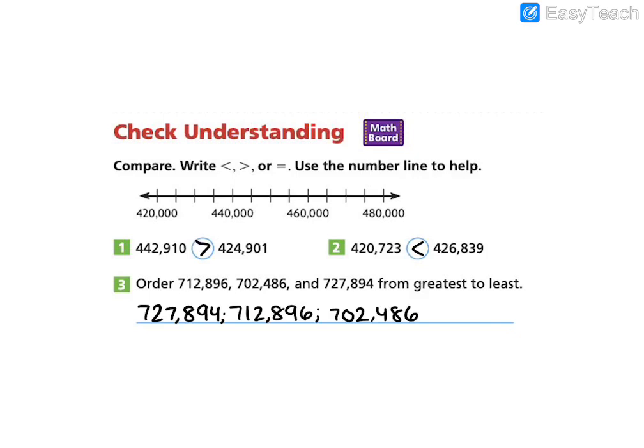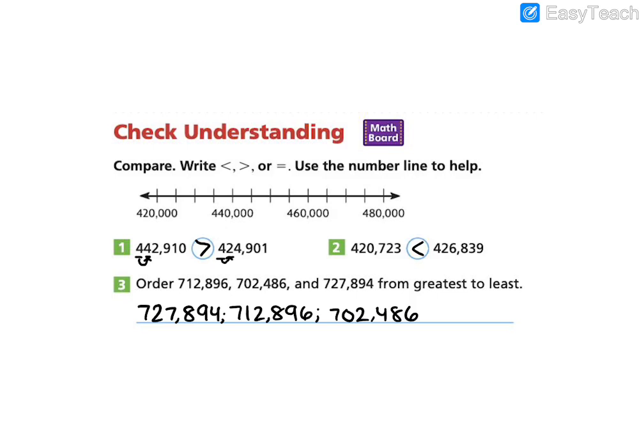Right, let's go ahead and check our work. 442,910 is greater than 424,901. Remember, when we're comparing digits, we're going to start at the leftmost digit. Those are both the same, so we would go over to the next. 4 10,000s is greater than 2 10,000s.